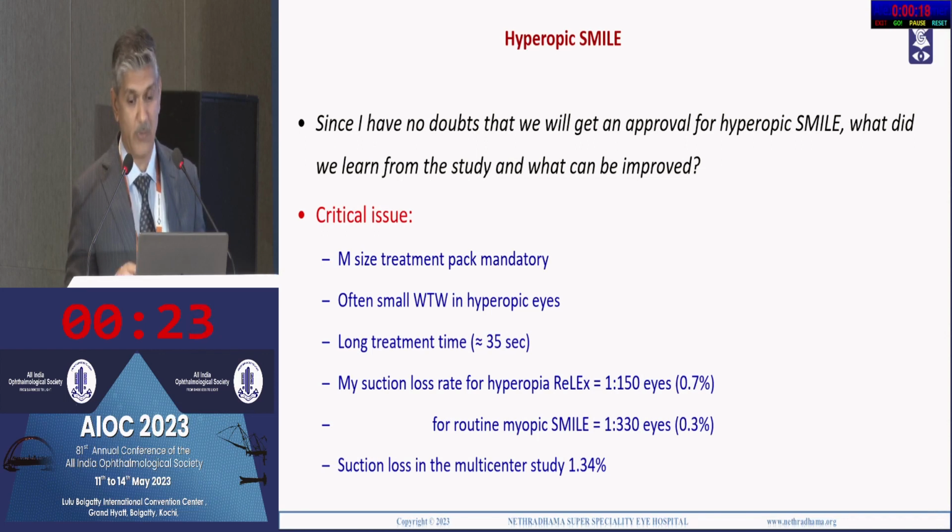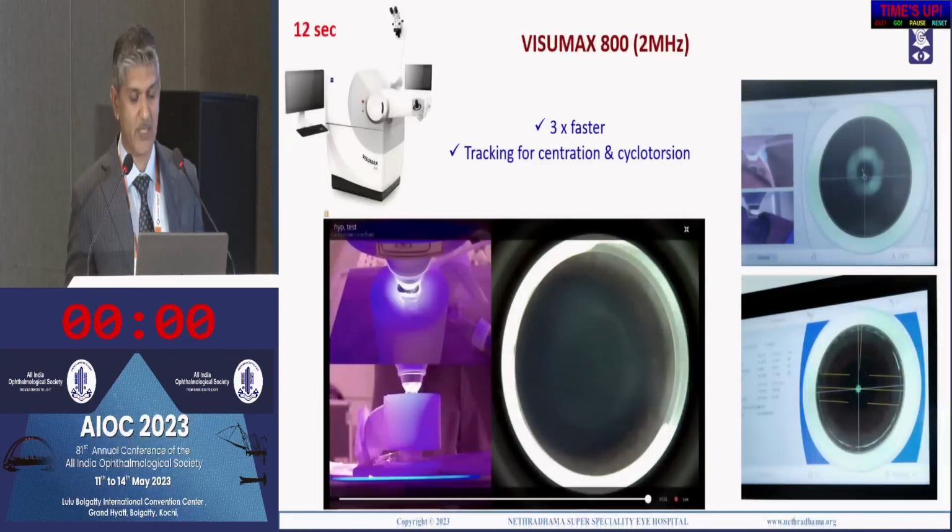And what we learned from the study is that you will have to use an M-size pack. And sometimes you have smaller white to white in hyperopic eyes, which is difficult to treat because the ablation goes up to the limbus, and it can be difficult to dissect. Longer treatment times with the 500, almost 35 seconds. Suction loss rate for hyperopic SMILE was 0.7 when compared to myopic SMILE, which was 0.3. The suction loss in the multicentric trial was 1.34%.